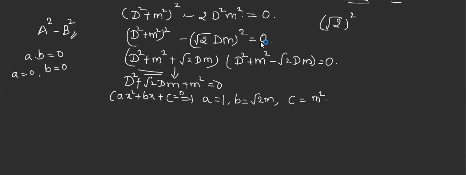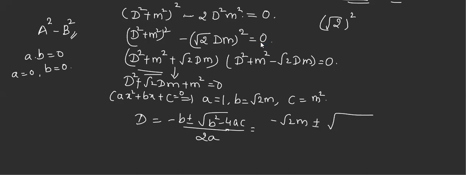Okay, now how to get the root? d equal to minus b plus or minus root of b square minus 4ac upon 2a, the formula. Substitute now. Minus root 2 m plus or minus root of, what is the b square term? Root 2 m if I square, 2 m square, no? Minus 4ac, upon 2a. a is 1.